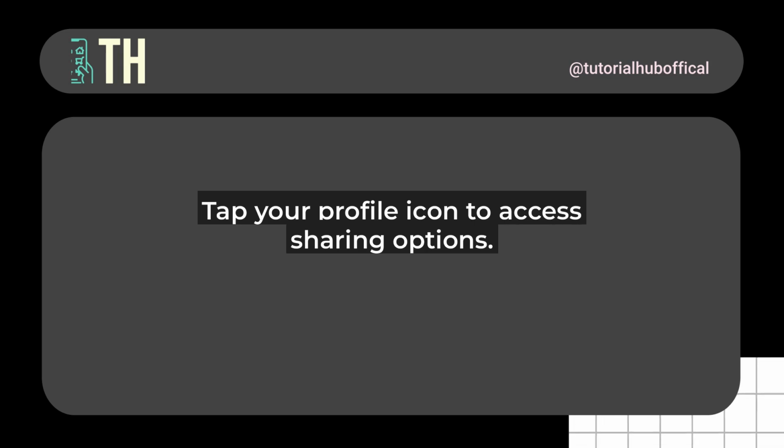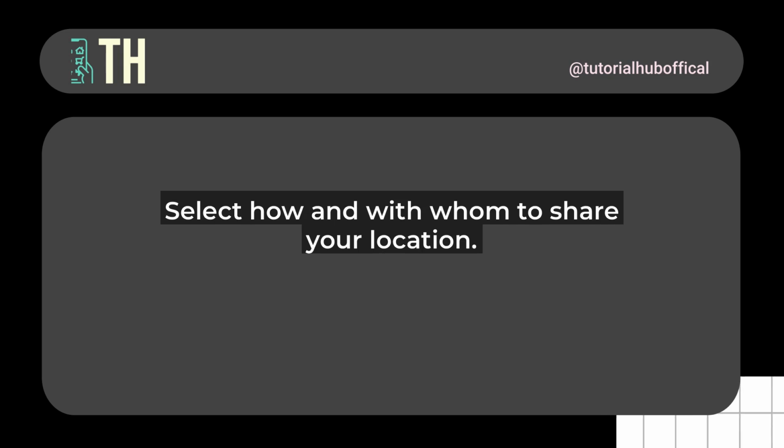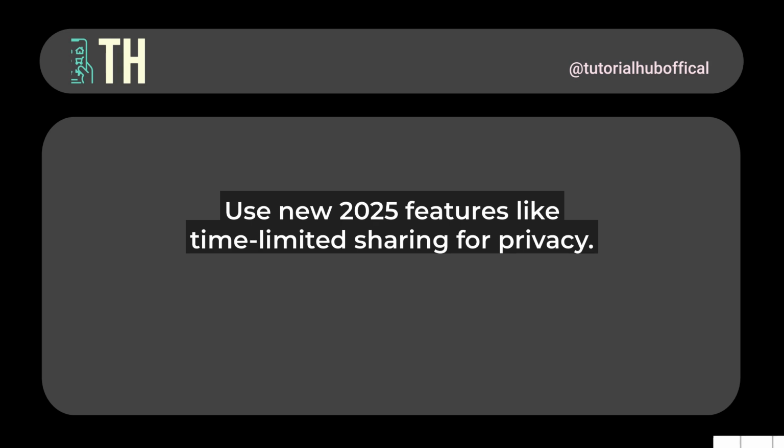You'll see options to share via a link, directly with contacts, or even for a set duration, which is a cool new feature in 2025 for better privacy. For more precision, you can tap on your current location on the map, then hit the Share button. Choose how you want to send it, whether through WhatsApp, email, or text. Remember, always share wisely and set a time limit to keep your info secure.